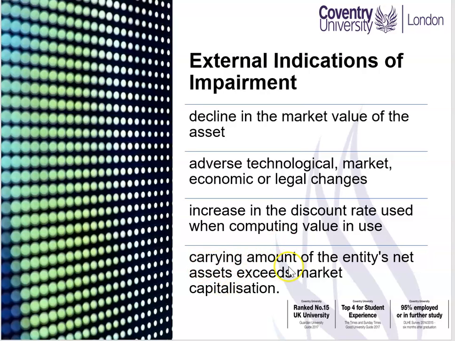Carrying amount of the entity's net assets exceeds the market capitalization. So if the market capitalization is low, market capitalization is, of course, the number of ordinary shares in issue times the share price on the market. So if that is lower than the carrying amount, that also is a trigger for impairment review.